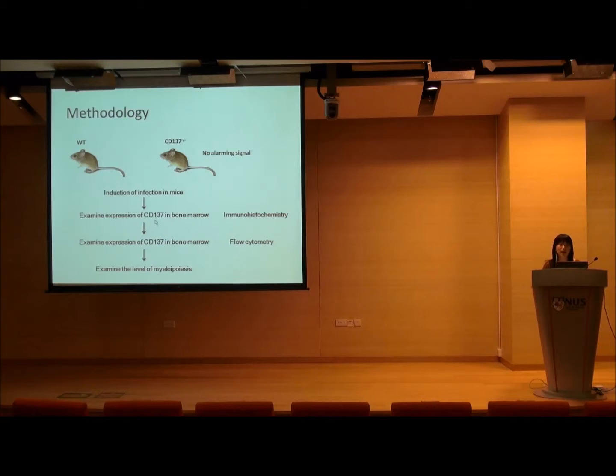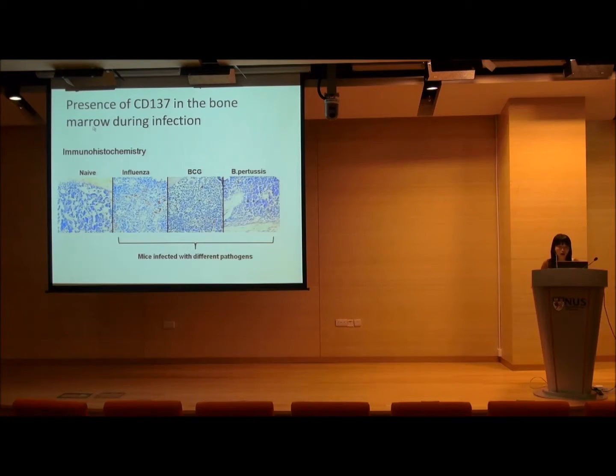Flow cytometry is like an ID scanner. Different immune cells express different surface markers, so by using flow cytometry, I can identify what these cells actually are. So first of all, let's look at the CD127 level.